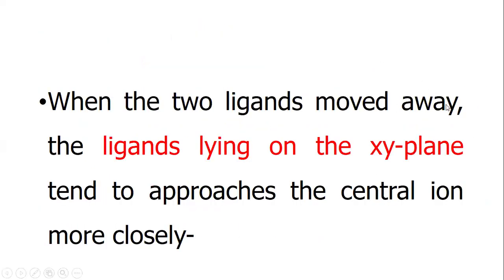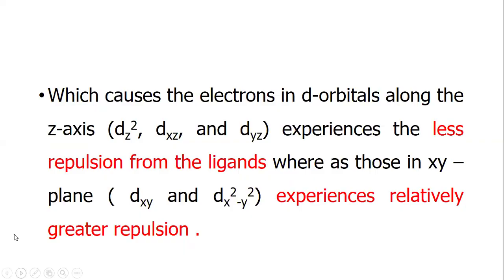When the two ligands move away, the ligands lying on the xy plane tend to approach the central ion more closely, which causes the electrons in the d orbitals along the z-axis, dz square, dxz, and dyz, to experience the least repulsion from the ligands, whereas those in the xy plane, dxy and dx square minus y square, experience relatively greater repulsion.